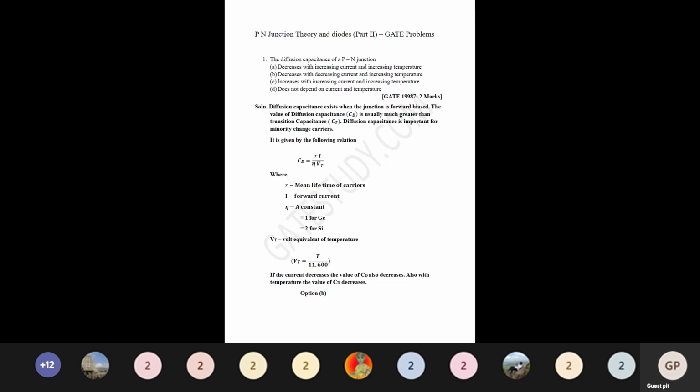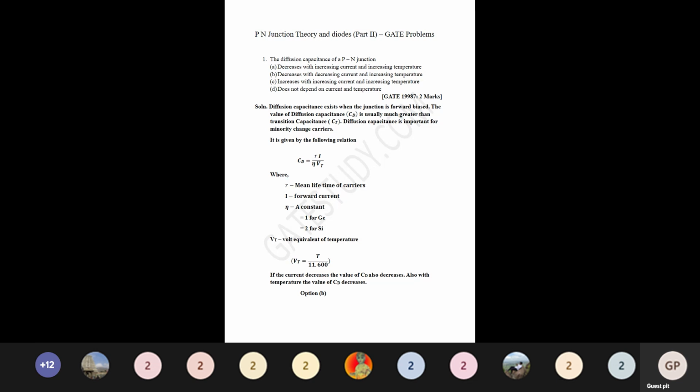The value of diffusion capacitance is usually much greater than the transition capacitance CT. Diffusion capacitance is important for the minority charge carriers. It is given by the following relation: CD is equal to tau I divided by eta Vt. This tau is called the mean lifetime of carriers. I is the forward current in forward bias. Eta is a constant whose value is 1 for germanium and 2 for silicon. Vt is the volt equivalent of temperature, so Vt is equal to T divided by 11,600.